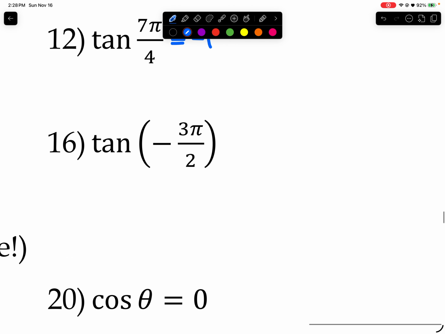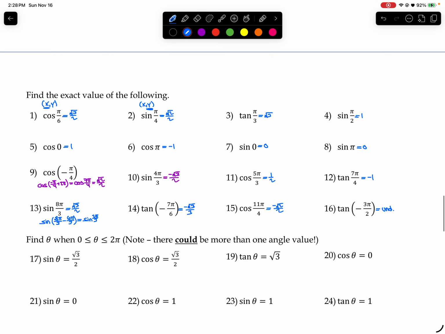Then tangent negative 3 pi over 2, add 2 pi, that's going to put you at pi over 2. Tangent of pi over 2 is undefined because you can't divide by 0. Okay? All right, so that's when we give you the angle value. Now we're going to go a little bit backwards.